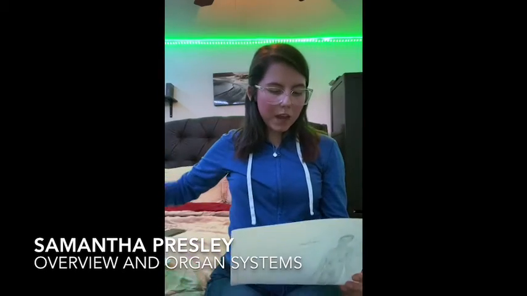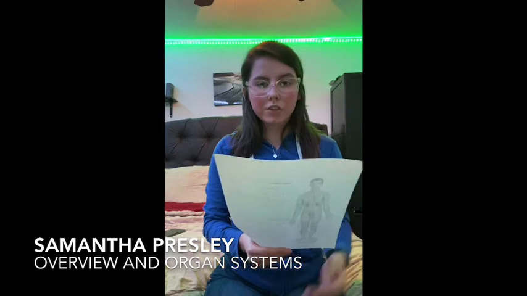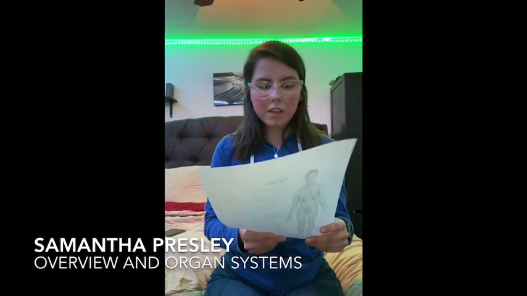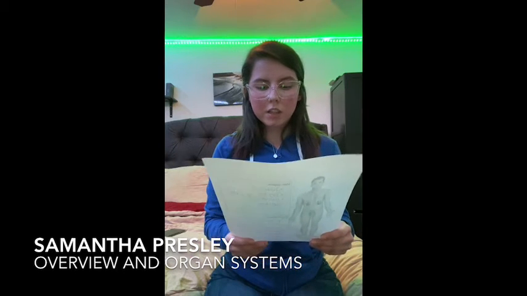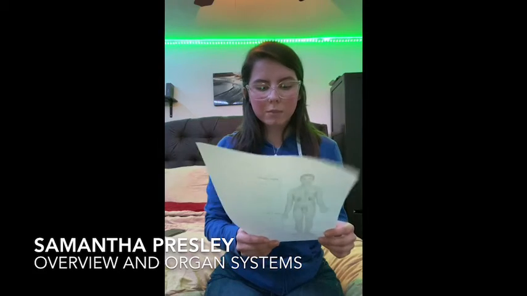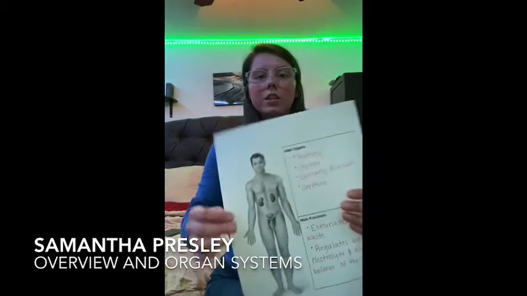And lastly, we have the urinary system. Its main organs are kidneys, ureter, urinary bladder, and urethra. Its main functions are that it eliminates waste and regulates water, electrolytes, and acid-base balance of the blood. Here's an image of the human body.